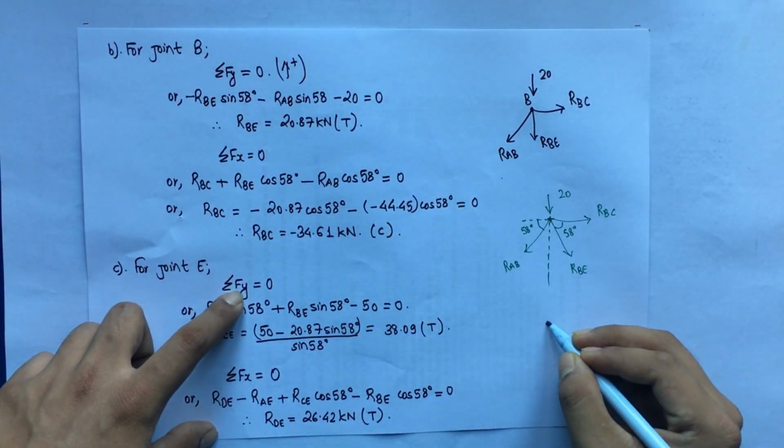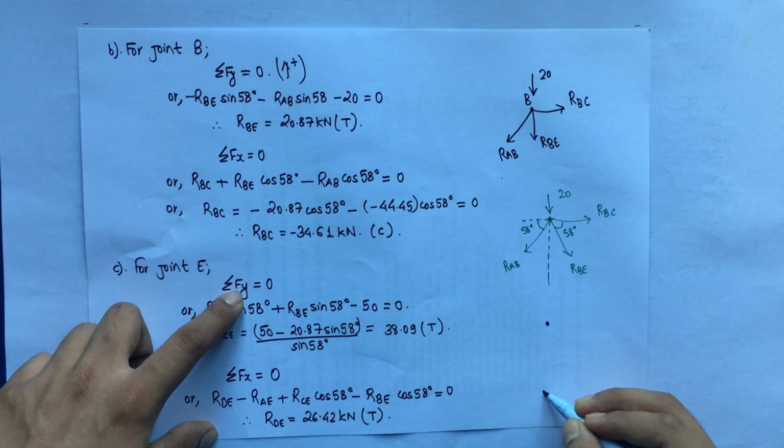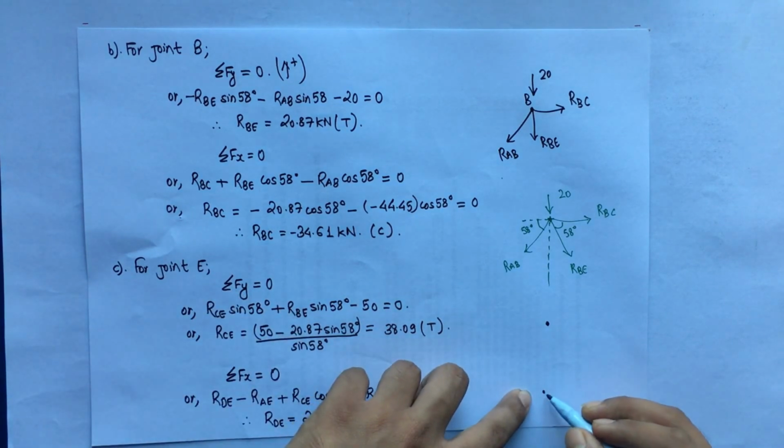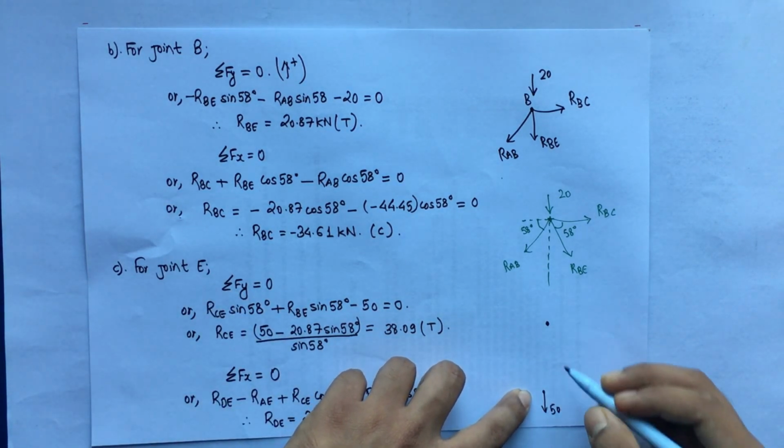Summation Fy, so considering joint E, okay, let me do it over here. There is a downward force of 50 kilonewton acting.